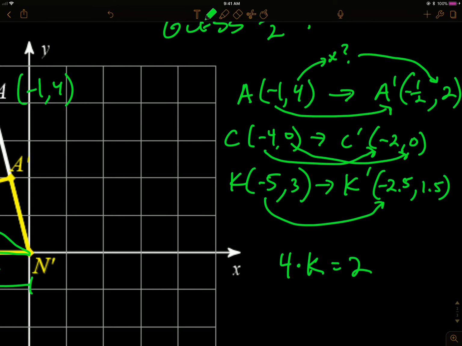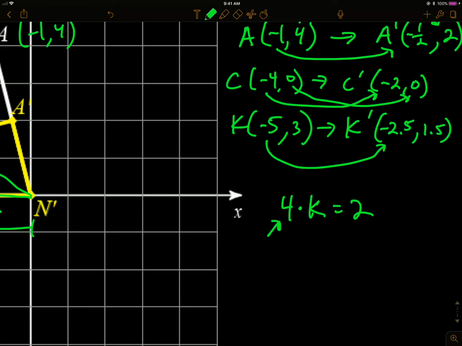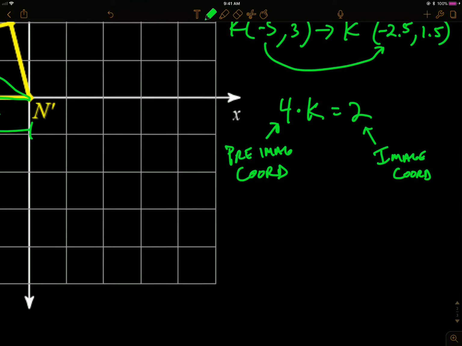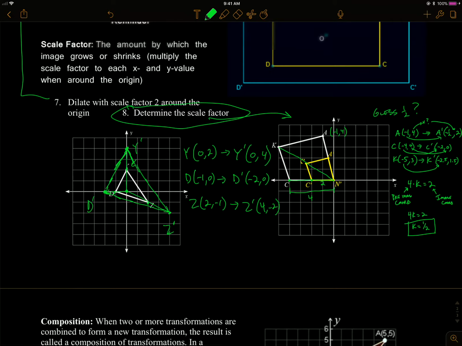If it's not obvious to you that it's 1/2, you can set up an equation. Take your pre-image coordinate, your starting coordinate, multiply it by K, some number we don't know, which we're going to figure out, and say it equals your image coordinate, where it ends up. Then you can take that equation and solve for K. So if I divide both sides by 4, I get 2 over 4, which is 1/2. That means the number that I'm multiplying by is 1/2, my scale factor.